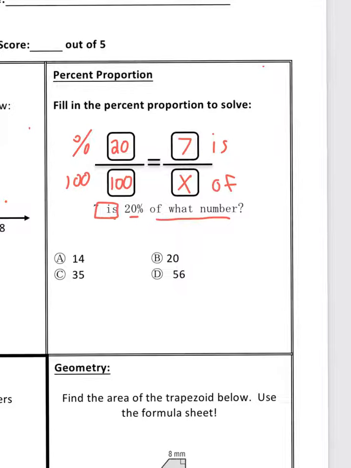Now, to solve this, I've got to figure out how to go from 20 to 7. You can do that on a calculator if you do 20 divided by 7, but here's what I would rather do. I would rather reduce 20/100ths. If I can reduce 20/100ths, this is going to be a lot easier. So, when I reduce 20/100ths, it reduces to 1/5. Now, why is that easy? Because I can just do 1 times 7 is 7. 5 times 7 is 35. So my answer is 35%.